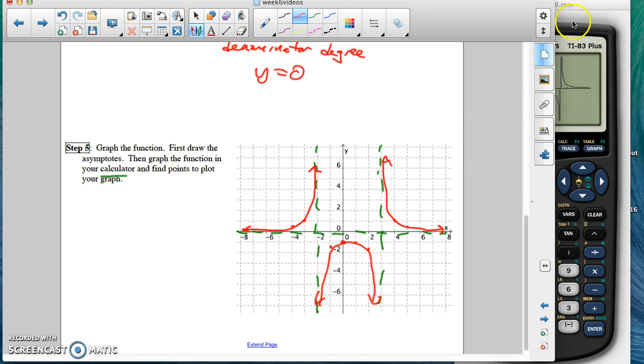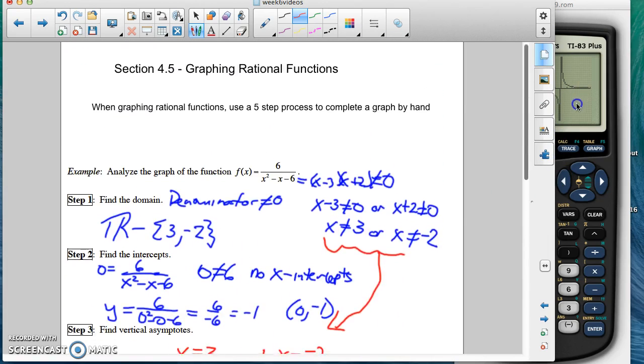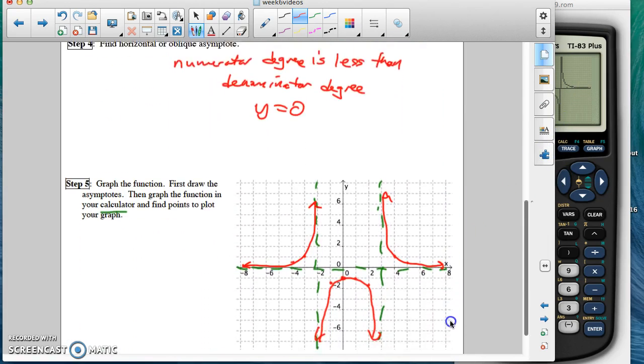So that's using your graphing calculator and the 5 steps. Some information from each step that we use to help graph this graph by hand.